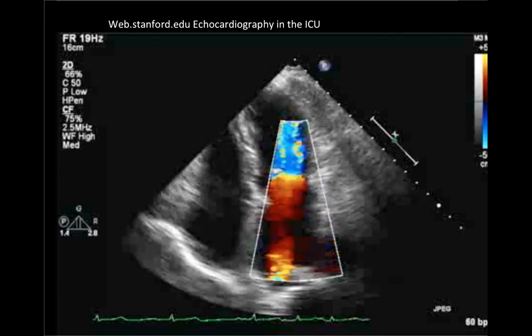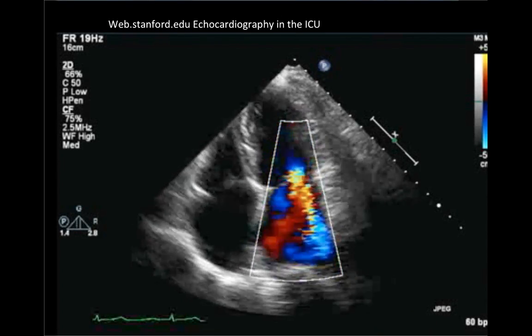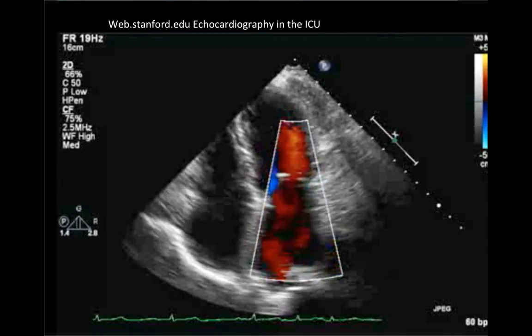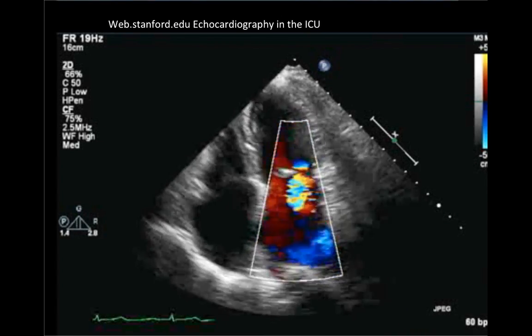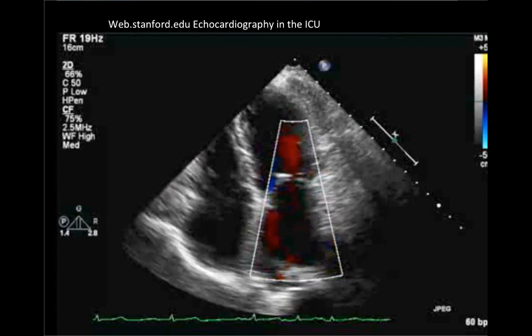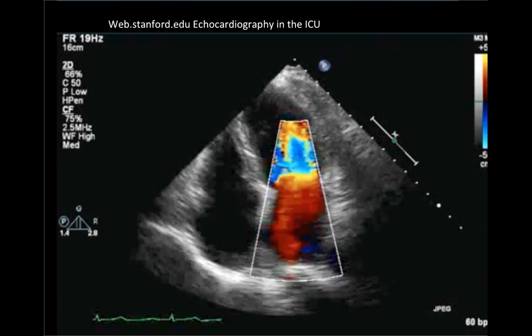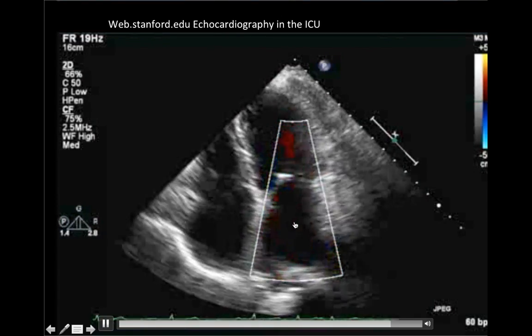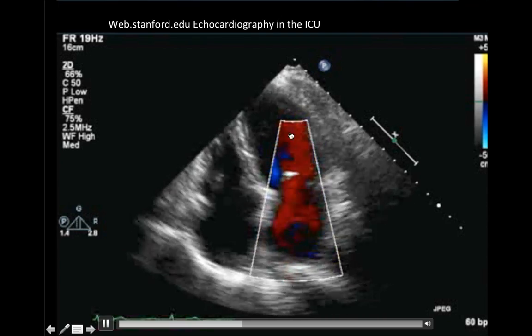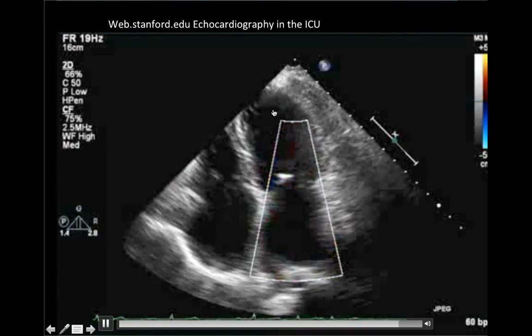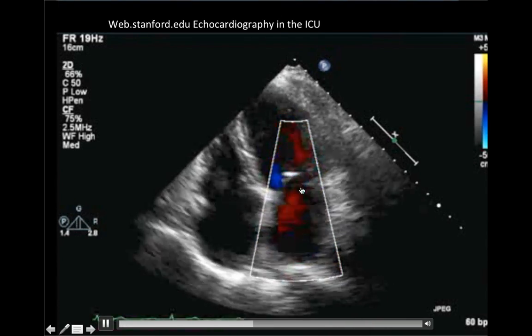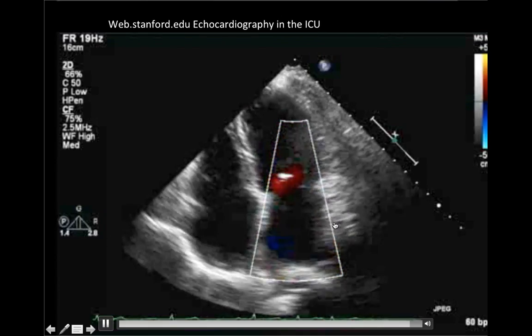This is an apical 4-chamber view with color flow over the mitral valve. You can see during ventricular systole a blue jet moving away from the probe in the left atrium. This jet is large and represents a moderate to severe mitral regurgitation. Contraction in ventricular systole causes a large regurgitant jet right there.